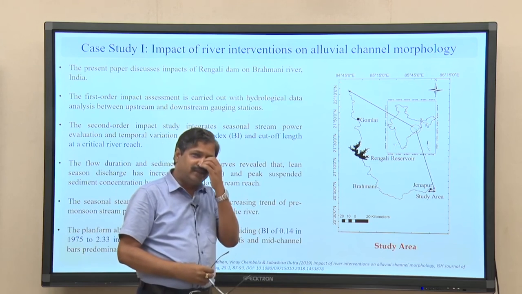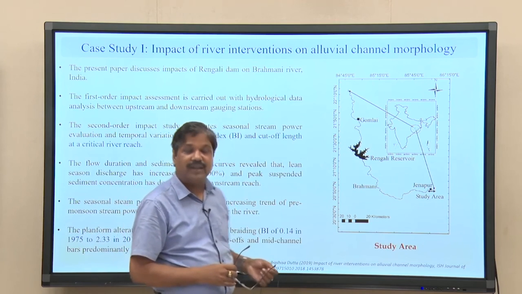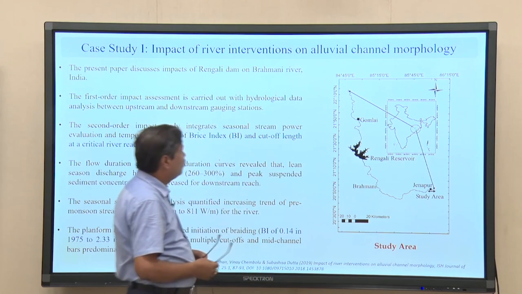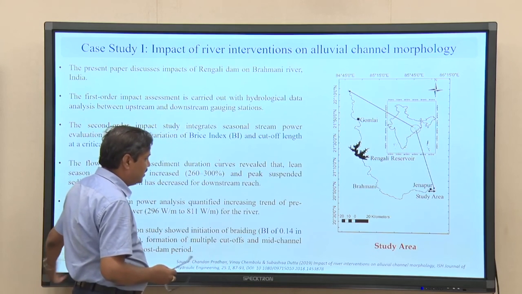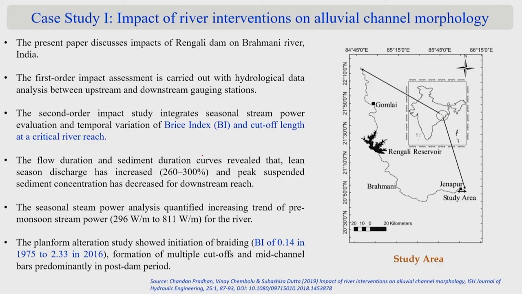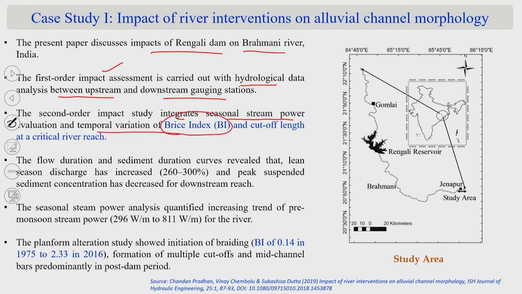Before leaving this lecture today, let me talk about case study 1, the impact of river interventions on alluvial channel morphology. We conducted a study and published it in the ISH Journal of Hydraulic Engineering in the last years. We tried to look at the impact of the Rengali dam on the Brahmani river morphology. We did first order analysis between upstream and downstream gauging stations, and second order analysis looking at seasonal stream power evaluations with temporal variations of the Brice index and the cutoff length of a critical river reach.